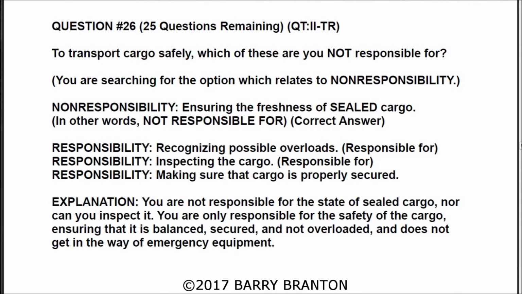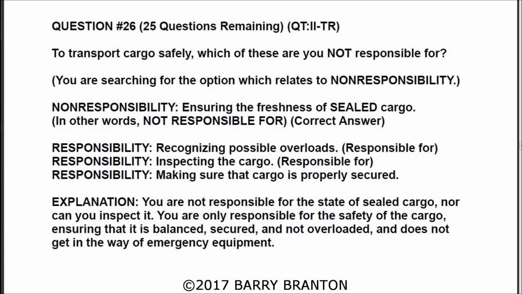Question number 26. To transport cargo safely, which of these are you not responsible for? In this question, you're searching for the option which relates to non-responsibility. Non-responsibility is essentially assuring the freshness of sealed cargo. In other words, what you're not responsible for is the correct answer.